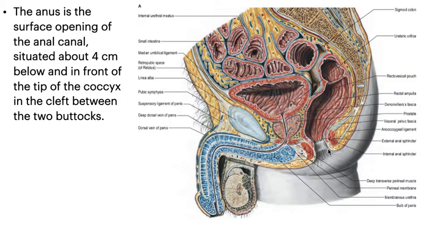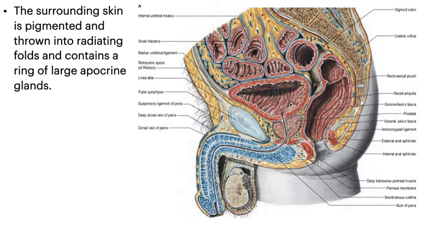The anus is the surface opening of the anal canal situated about 4 centimeter below and in front of the tip of the coccyx in the cleft between the two buttocks. The surrounding skin is pigmented and thrown into radiating folds containing a ring of large apocrine glands.